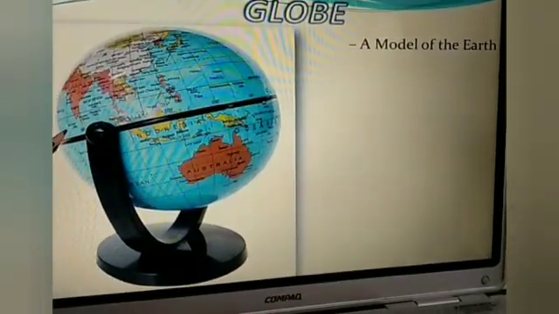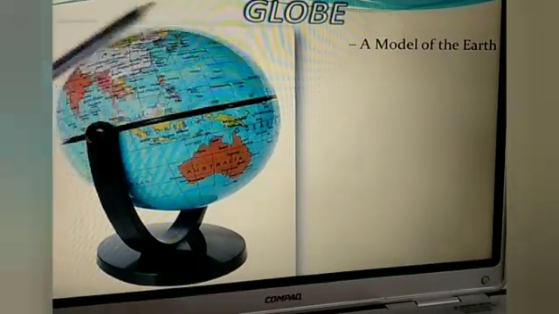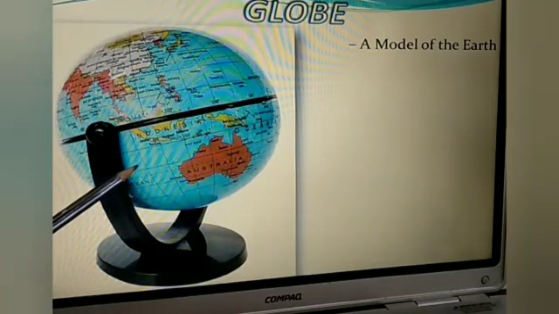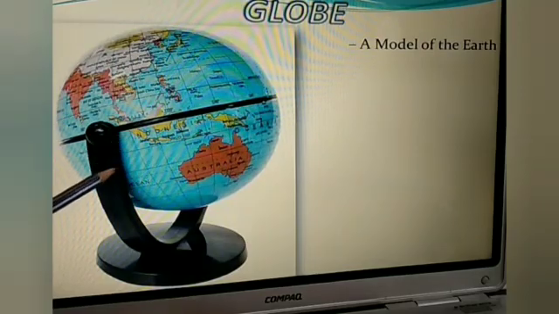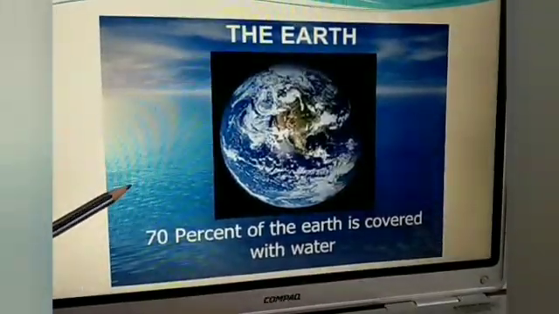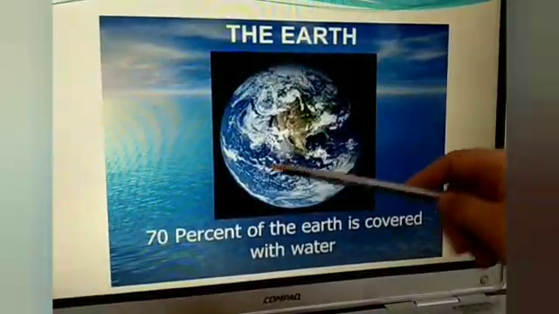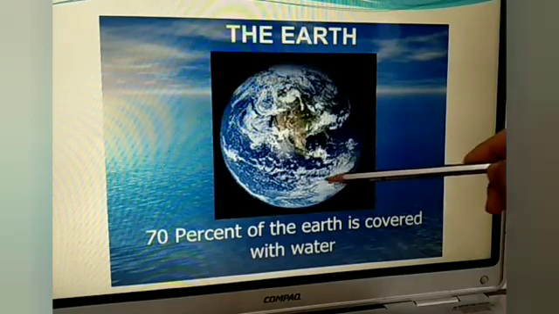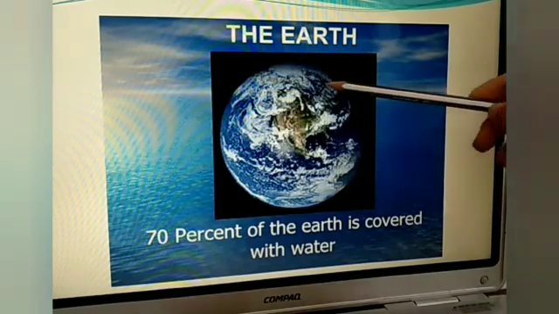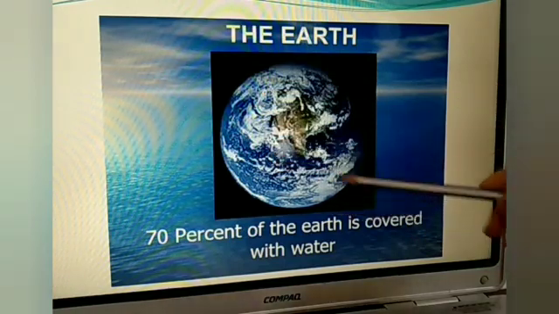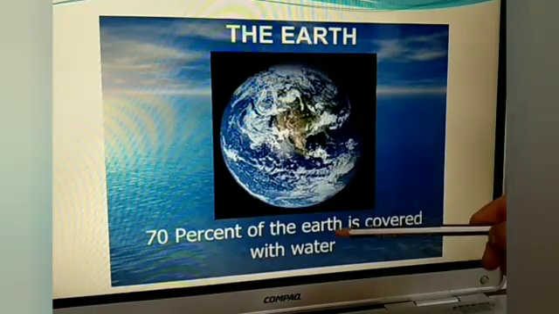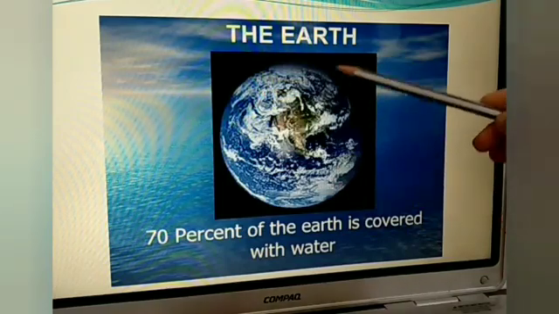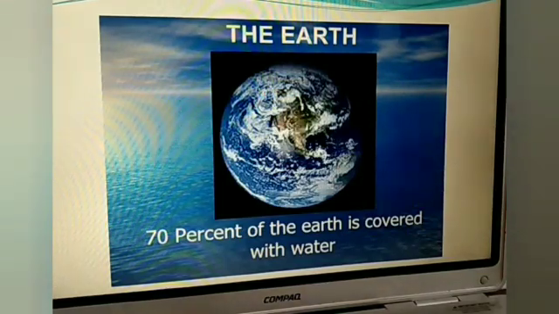As you are looking at this picture nicely, our earth is looking mostly in blue color. Why is it so? Look at the next slide. Now you see, my dear, our earth is mostly covered with water. So 70% of the earth is covered with water. That's why our earth is also known as the blue planet.